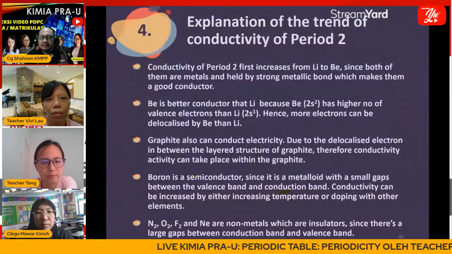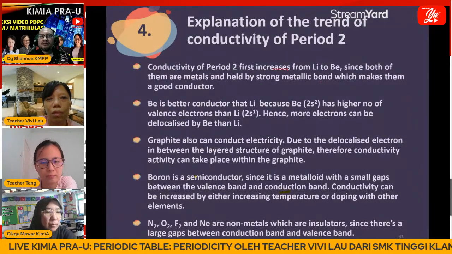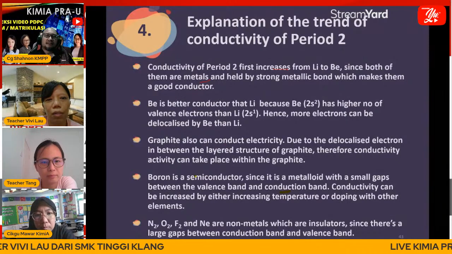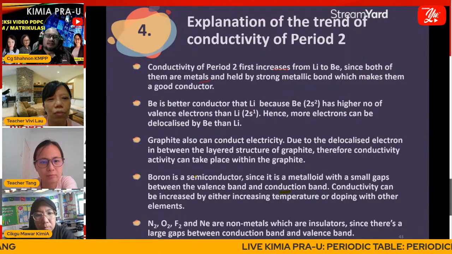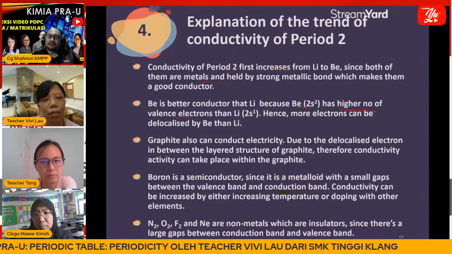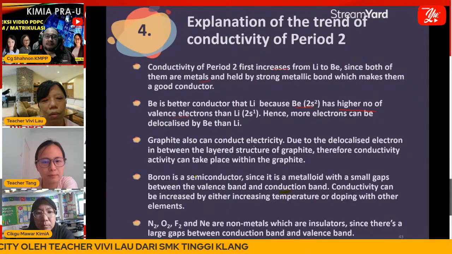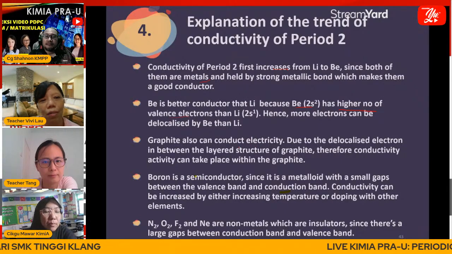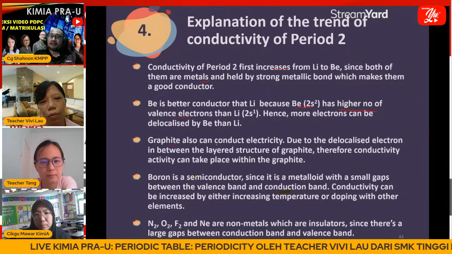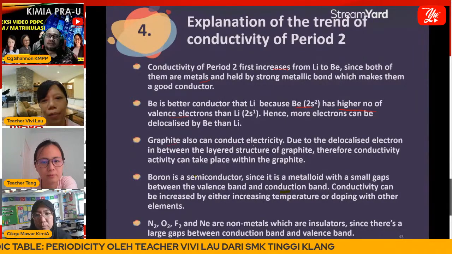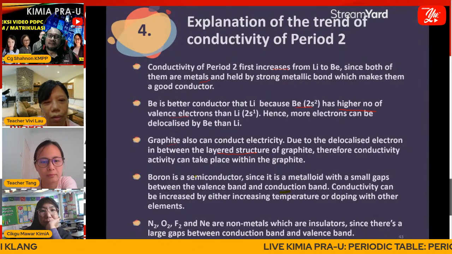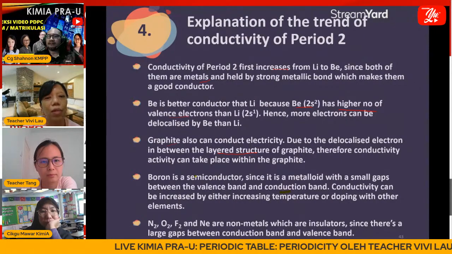The conductivity increases because they are metals with strong metallic bonds, so they are good conductors. Then beryllium is a better conductor than lithium because it has more valence electrons, so more delocalized electrons to conduct electricity. Then for carbon, there are diamond and graphite allotropes. Diamond cannot conduct electricity, while graphite has free delocalized electrons to conduct electricity. In the hexagonal layer structure, one pi electron is free to move and conduct electricity.